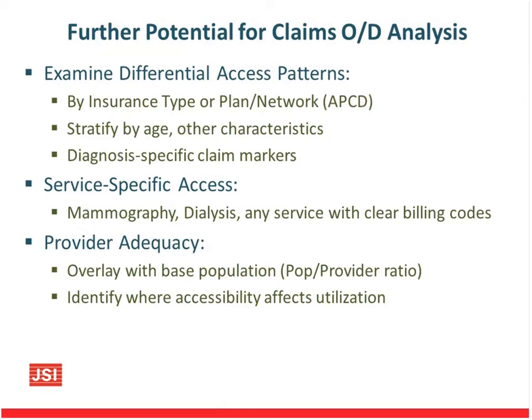claim markers. So, you know, where do the diabetics go? This is something we're doing for a project in the District of Columbia right now. You know, how does that care-seeking pattern change if someone has a certain diagnosis? Again, you have to get that data on the claims in order to do that.